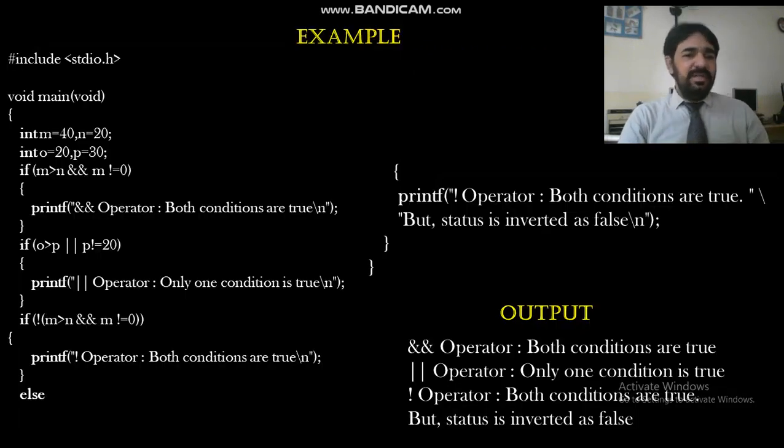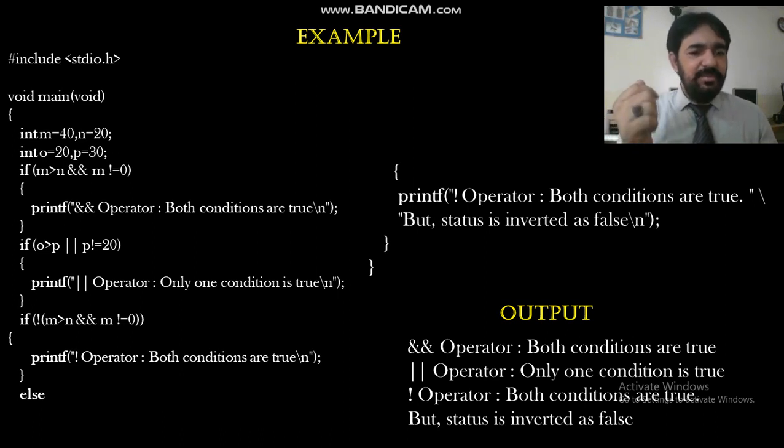This is an example where all the gates are together. I have included, for example, stdio.h and void main. I am taking four integers, m, n, o, p. You can take any type of integer. We have studied this in previous lectures. Integer m equals 40 and n equals 20. Then o equals 20 and p equals 30.